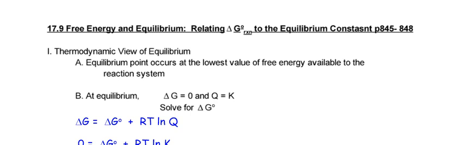We had said earlier back in chapter 15 that if Q equals K, you're at equilibrium. So if your initial set of conditions was equal to the equilibrium constant, you are at equilibrium. So how does this tie in to thermodynamics, to delta G? This is a thermodynamic view. Equilibrium occurs at the lowest value of free energy available to the system. Well, let's see what that is.